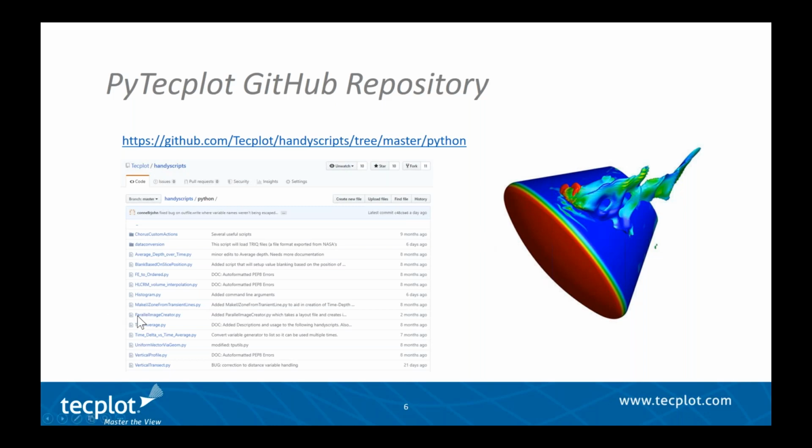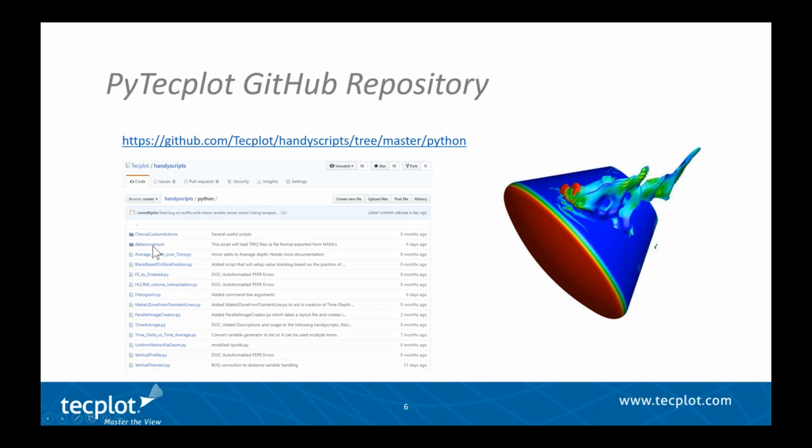We have some interesting ones. Parallel Image Creator is one of my favorites. In Tecplot, you save a layout, you run this, pointing to that LAY file, and if it's a transient data set, you can create images from that data set in parallel. We have one that can compute and display a histogram, which I'll demonstrate. Computing a time average is quite useful.